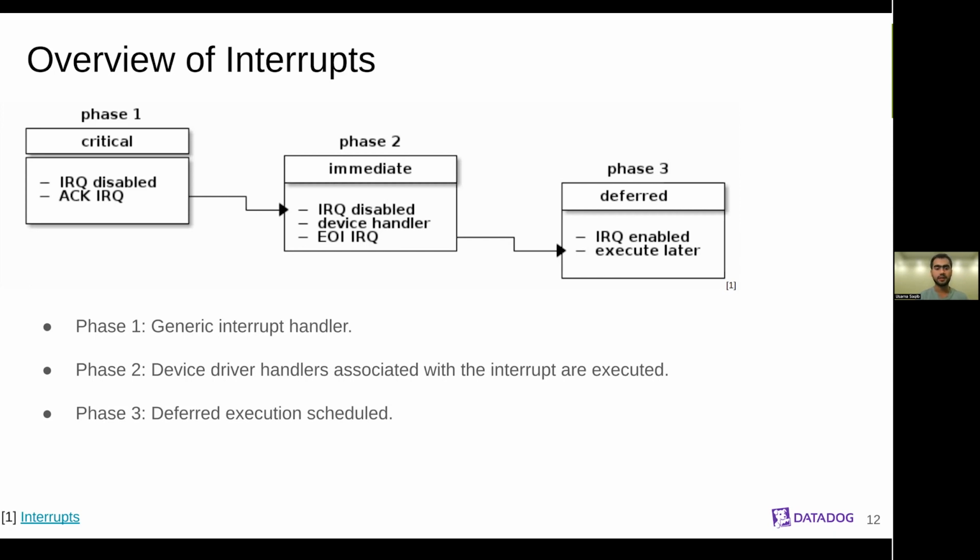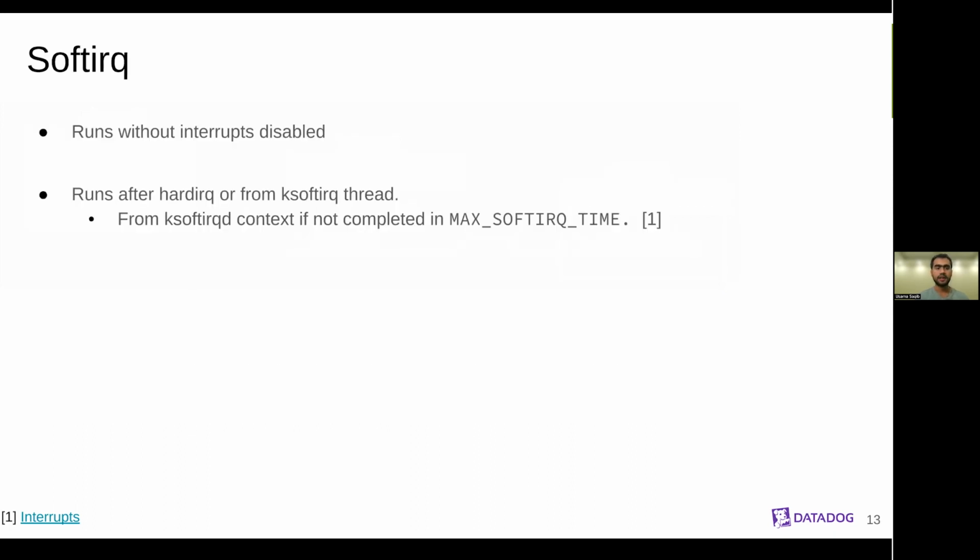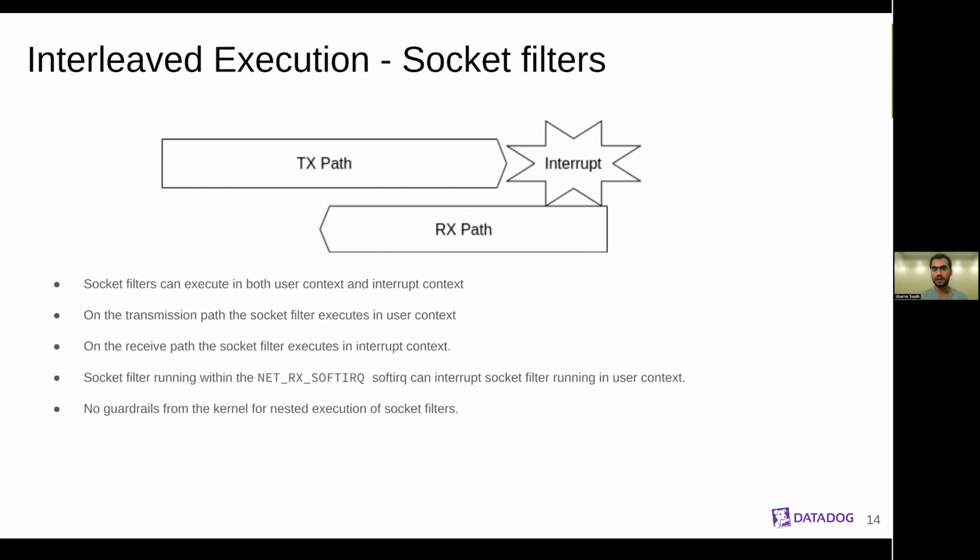So as a starting point, let's briefly revise some features of interrupt handling in the Linux kernel. Broadly speaking, interrupts are handled in three phases. The first two phases are immediate and run with interrupts from the processor disabled. The final phase is deferred and run with interrupts enabled. SoftIRQs are one example of a deferred execution mechanism within the Linux kernel. SoftIRQs again run with interrupts disabled, and they're scheduled after a hardIRQ or from a ksoftirqd thread. So given this context, how does interleaved execution of socket filters happen?